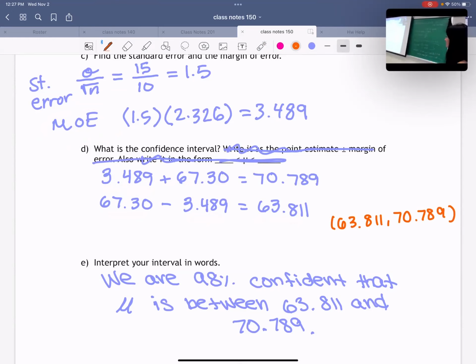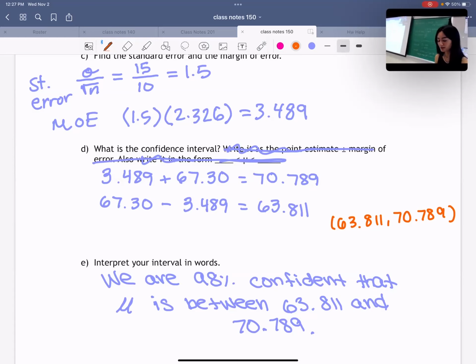All right, finally, we interpreted the interval in words. I forgot who wrote that. I'm not going to ask you to explain that. I think it's pretty self-explanatory, but we use the confidence level to say we are 98% confident, and then we basically fill in the blanks to finish this. All right, any questions on example number 5?